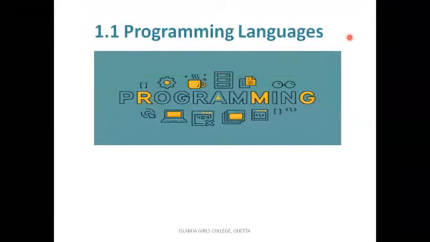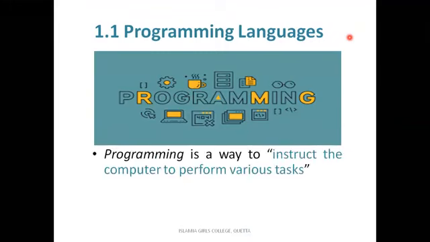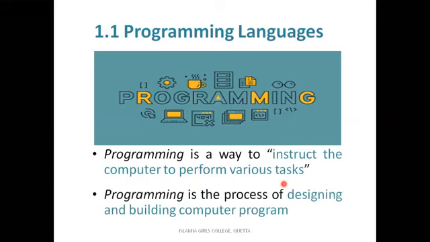We have seen the programming languages in the previous lecture, and we have seen that programming is the way to instruct the computer to perform various tasks. This means that we are giving the instructions to the computer to get some job done or to achieve some specific results. We can also say that programming is the process of designing and building the computer program. And the computer program is also a set of instructions.